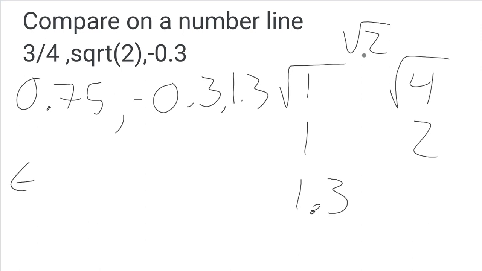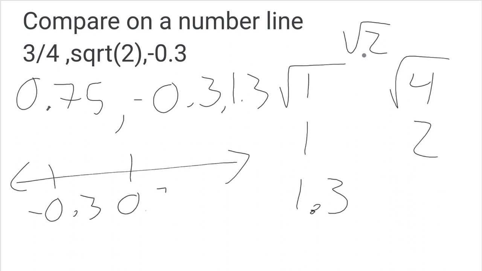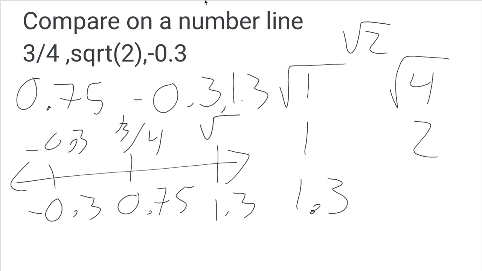So on a number line, the smallest one goes to the left, then the middle, and the biggest number. Then what I write above the number line is how they gave it to us. So negative 0.3, 3/4, and the square root of 2.